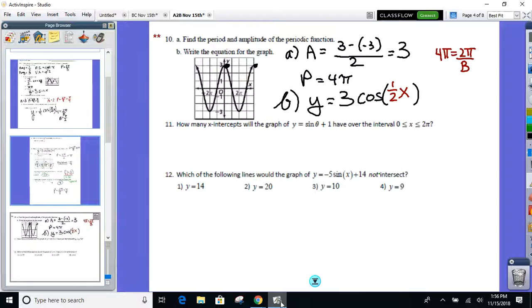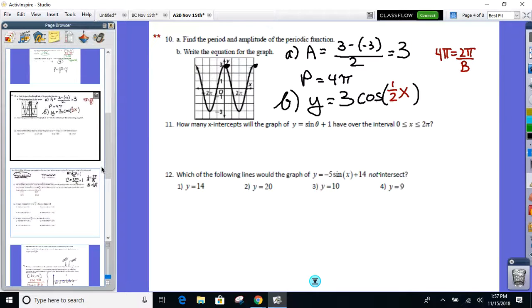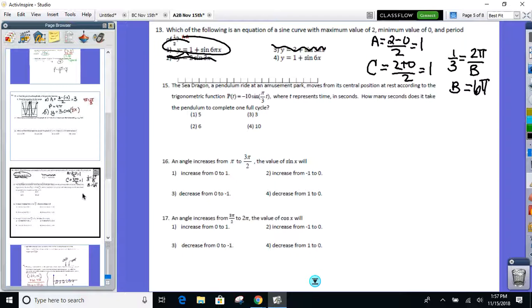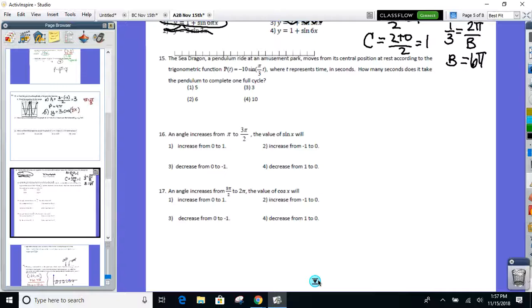I think I missed a couple stars here. Hold on, I wanted to do 16 and 17. So go there first, guys. I meant to go over those because this one was commonly missed on the quiz and it's going to be on the test tomorrow. But you guys are still up.